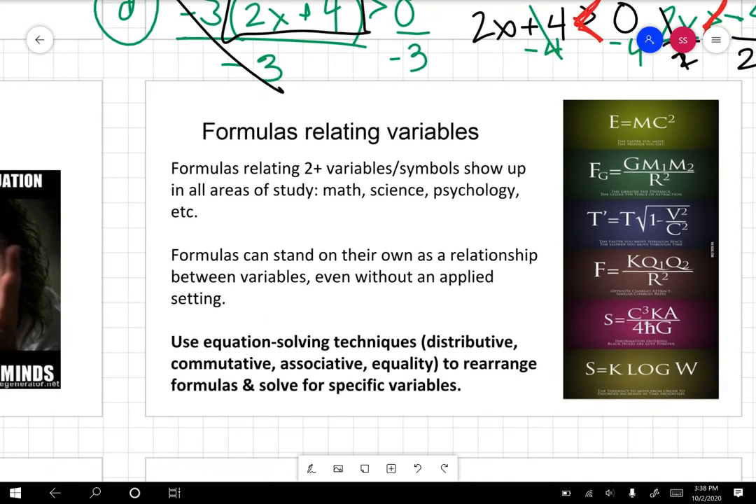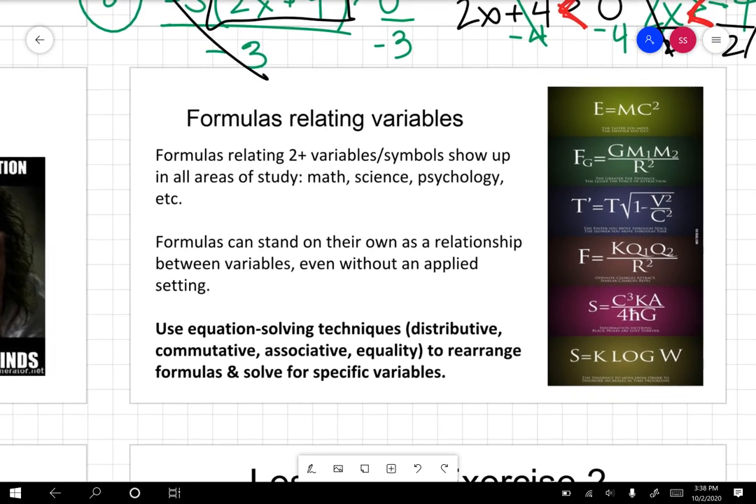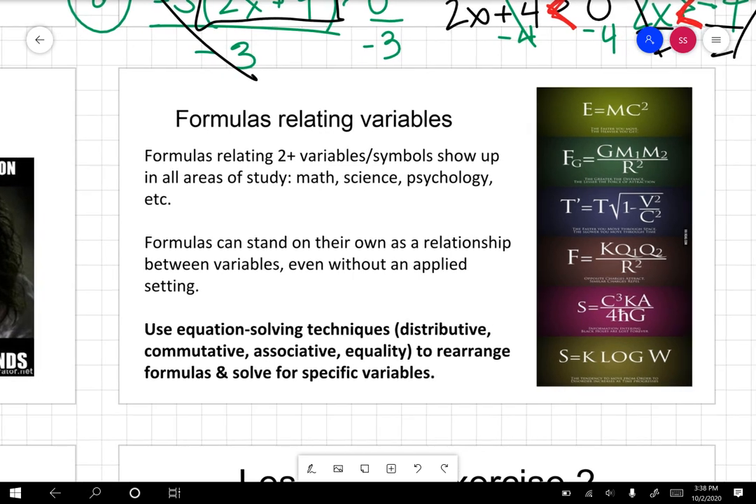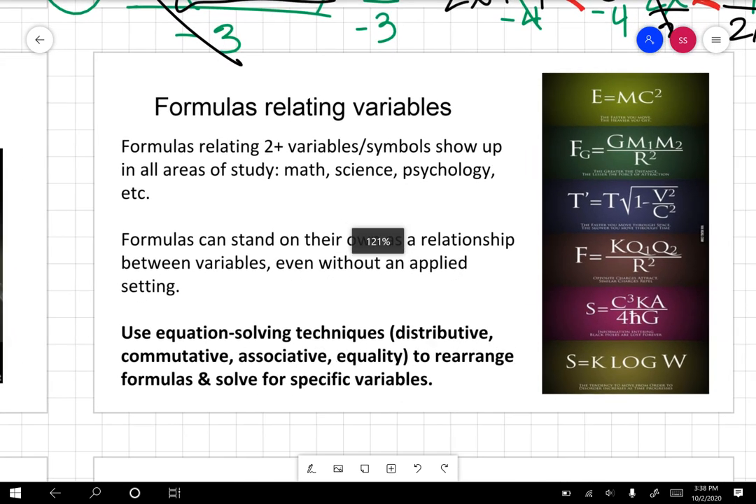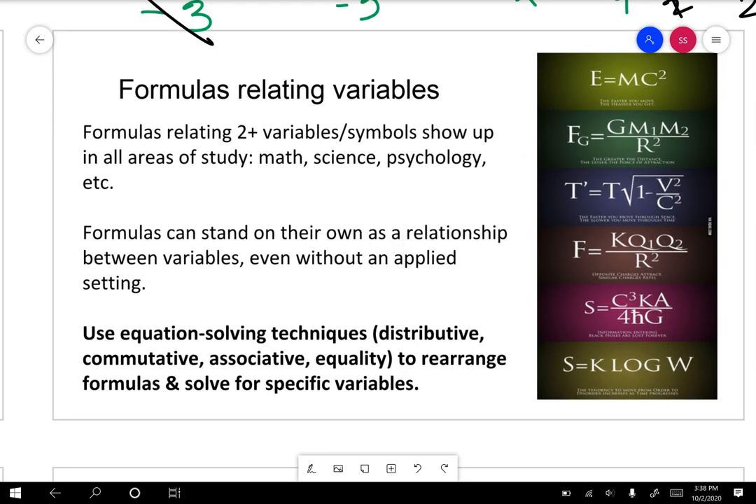So let's talk a second about formulas and why learn how to rearrange them. Formulas relating two or more variables or symbols show up in all sorts of areas in life. Not just in math. Yes, they are obviously very prominent in math, but they also show up in science, psychology, physics, chemistry, tons of stuff. Biology. That's the word I was looking for.